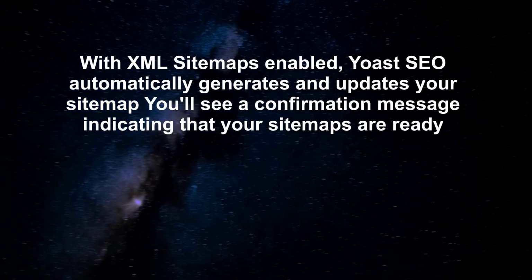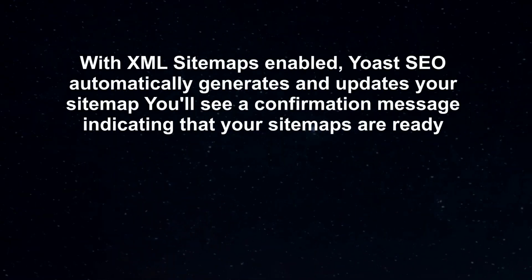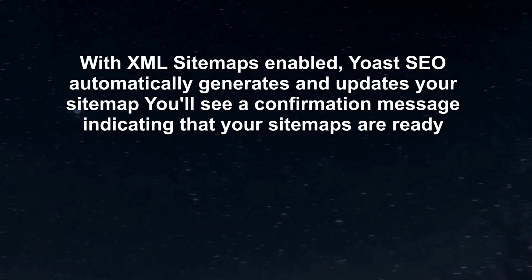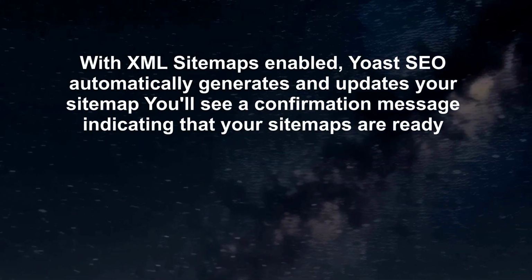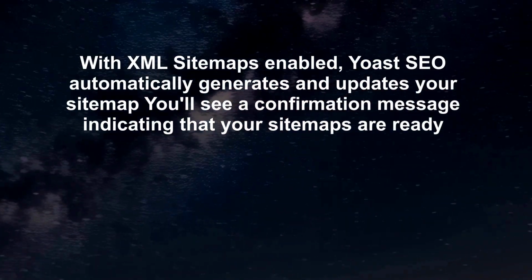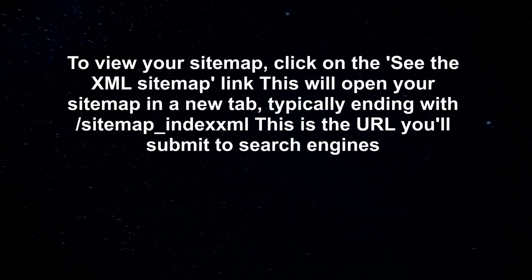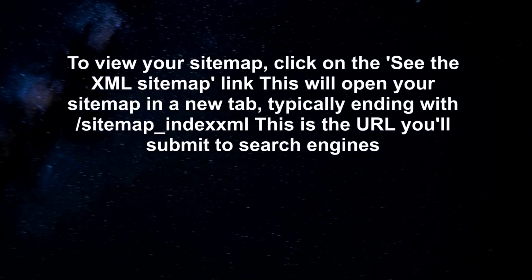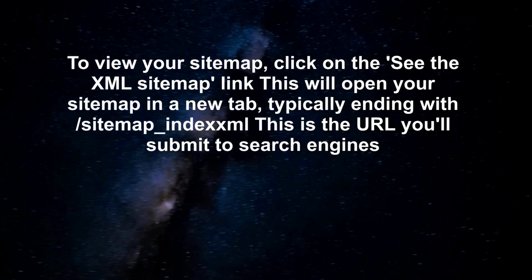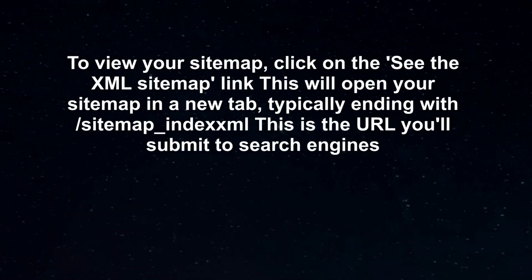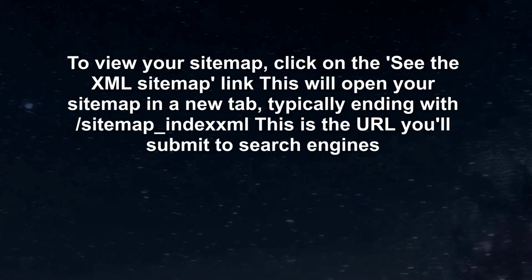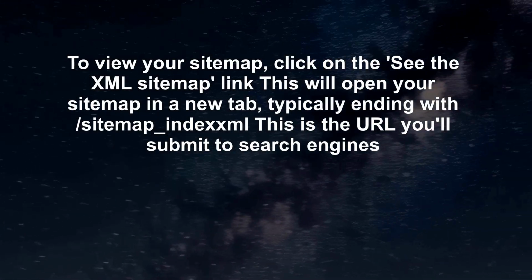With XML Sitemaps enabled, Yoast SEO automatically generates and updates your sitemap. You'll see a confirmation message indicating that your sitemaps are ready. To view your sitemap, click on the XML Sitemap link. This will open your sitemap in a new tab, typically ending with /sitemap_index.xml. This is the URL you'll submit to search engines.